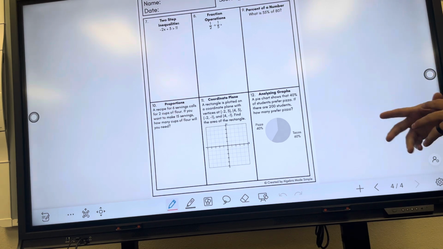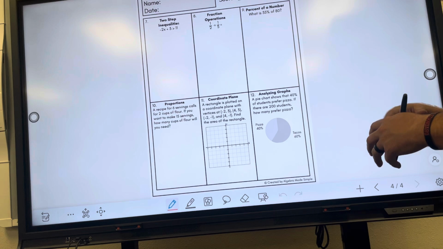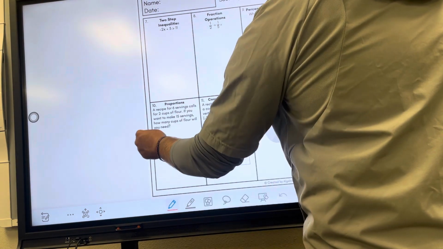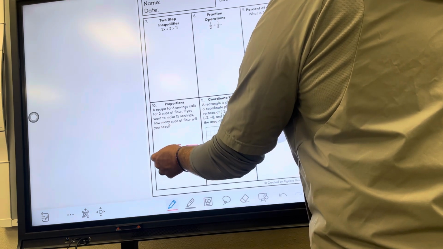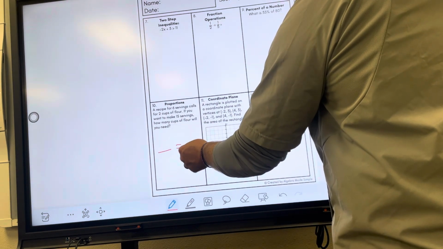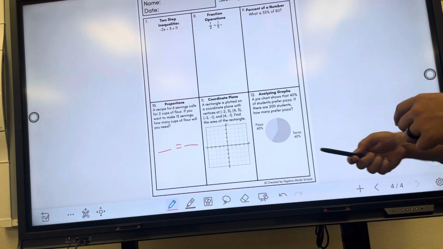Number 10, proportions. It says a recipe for 6 servings calls for 2 cups of flour. If you want to make 15 servings, how many cups of flour will you need? So you need to set up a fraction here. I'll go ahead and set this up for you. You could put your servings on the top and your cups on the bottom. Then over here you'd put servings again, and we're looking for cups, so that's where your X is. You just cross multiply here and then divide at the very end, and that'll give you the X.